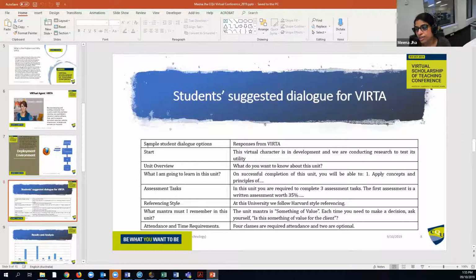So in the sample student dialogue options, if a student presses start, the VIRTA is going to talk, and because it is speech enabled, it says that this is a virtual character in deployment, and we are conducting research to test its utility, just to cover all the ethical aspects of it, because it is still a research in progress kind of project. The unit overview, what I'm going to learn in this unit, assessment tasks, whatever related, the dialogue creation was done with the help of the unit coordinators of different units.